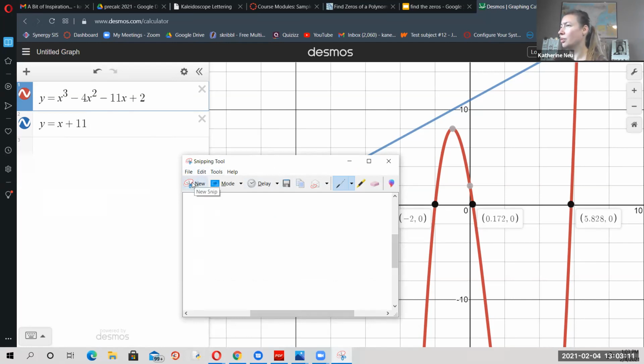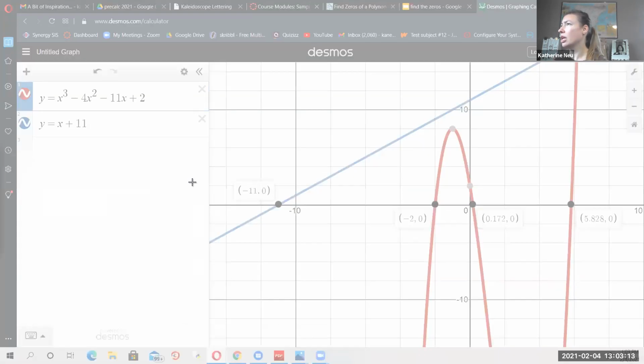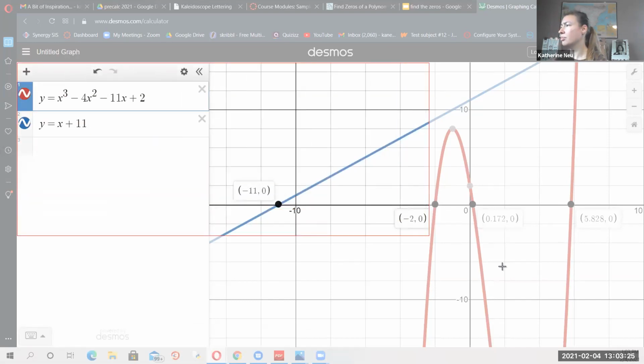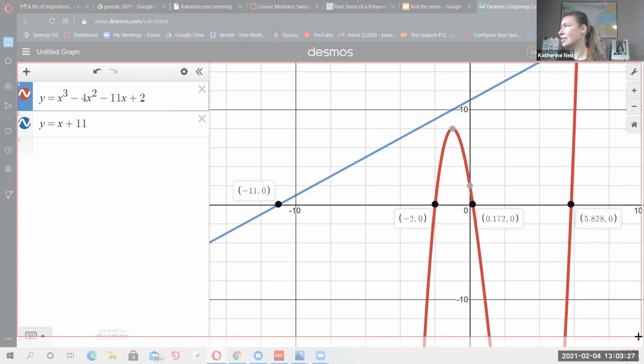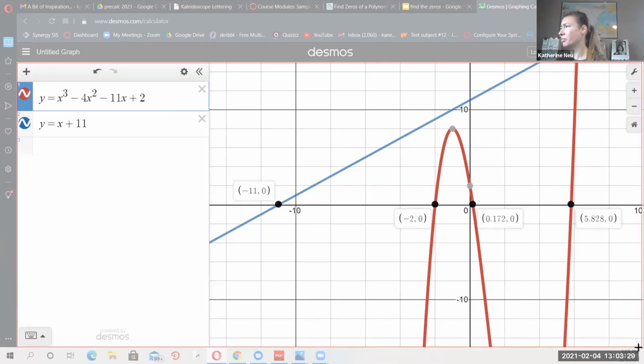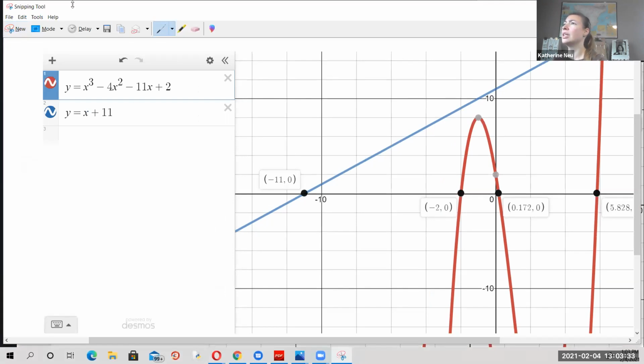Wherever you see new snip, your screen turns kind of shaded. Then you decide where you want to start the snip and where you want to end the snip. Okay, cool, there's my snip. Now, the nice thing about this is you have options, like these pens, so you could write right on this. I'm just going to pull up a black pen here.